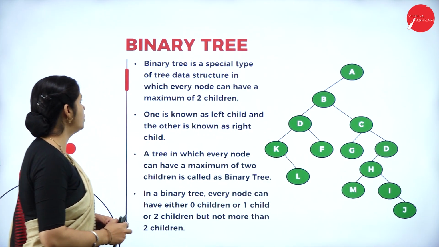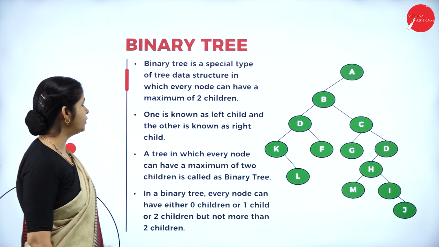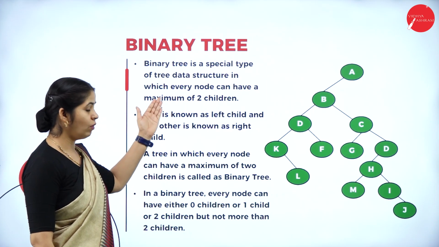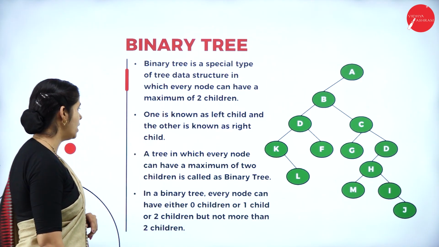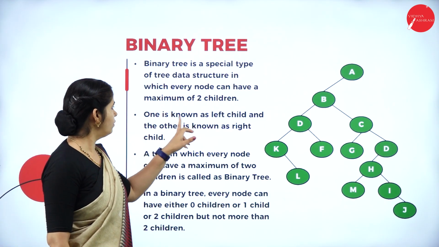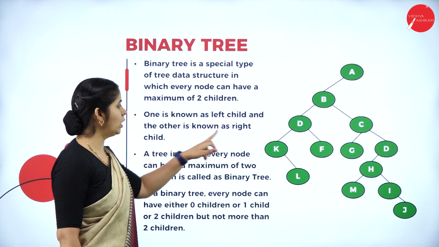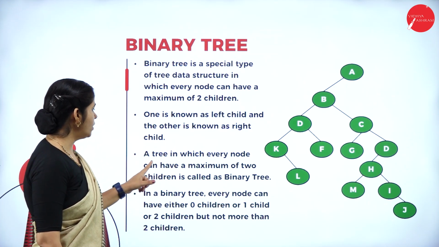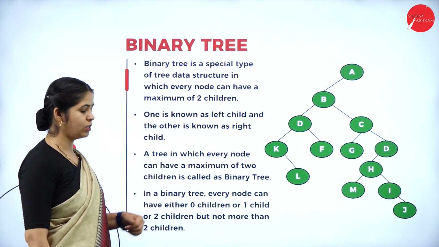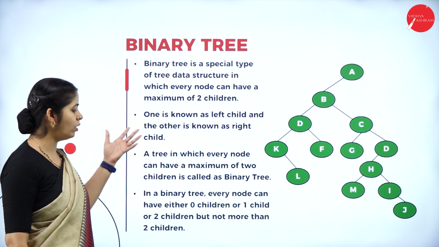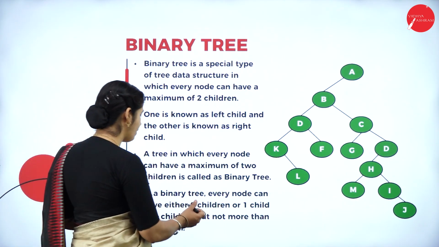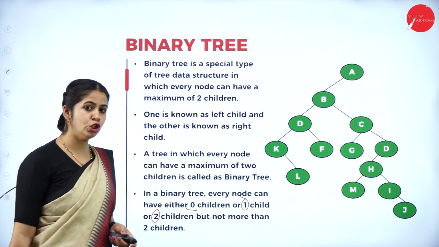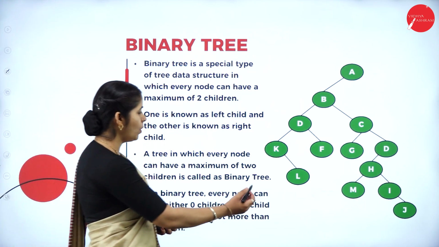Let's go with the definition. A binary tree is a special type of tree data structure in which every node can have a maximum of 2 children, known as a left child and a right child. A tree in which every node can have a maximum of 2 children is called a binary tree. That's what we have represented. Either it can have 0 children, 1 child, or 2 children. So this is how we are going to represent it.